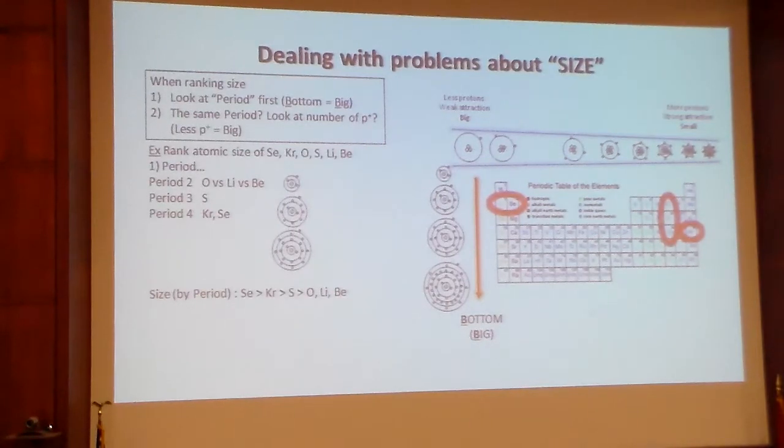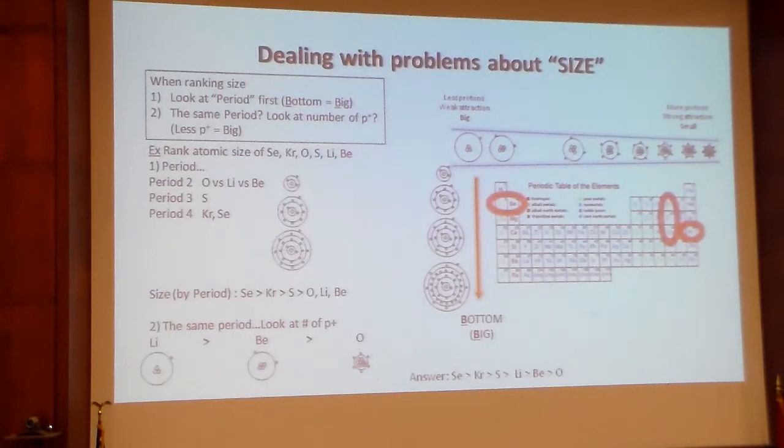That's all that light size. Okay, and we have oxygen, lithium, beryllium, the same period. So we take a look at proton. Less proton is big. So lithium, 3 protons, beryllium, 4 protons, oxygen, 6 protons. So it's going to be like that. You should get something like that: selenium, krypton, sulfur, lithium, beryllium, and oxygen.